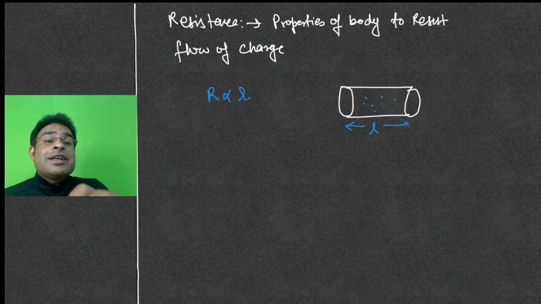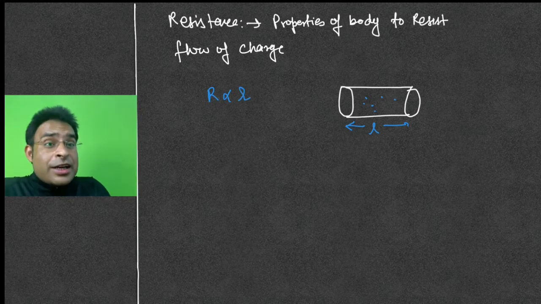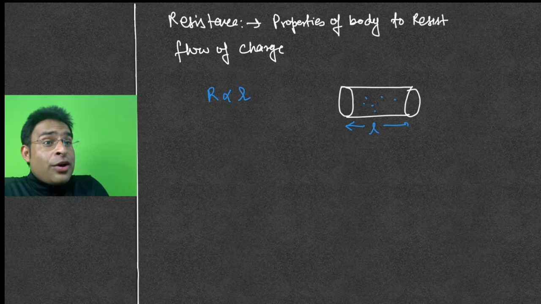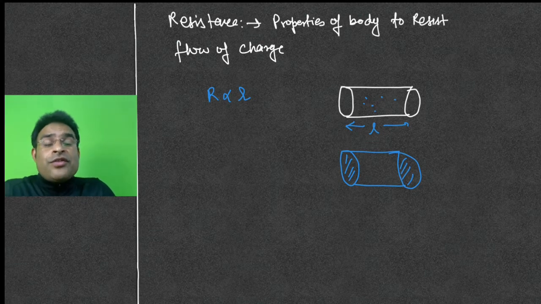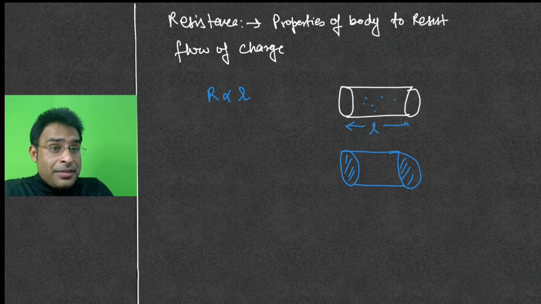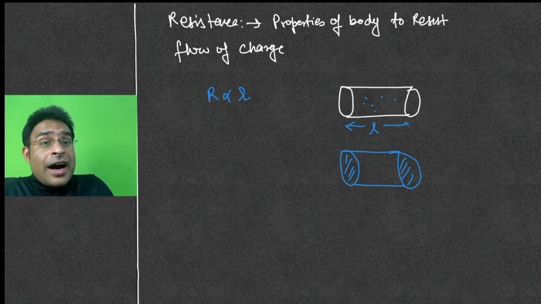It means R is directly proportional to L, the length of the wire. Now let's say we have another wire whose cross section area is more than the first one. If the area is more, it's easier to flow. If the area is less, it will be difficult to flow. It means R is directly proportional to 1 upon area.